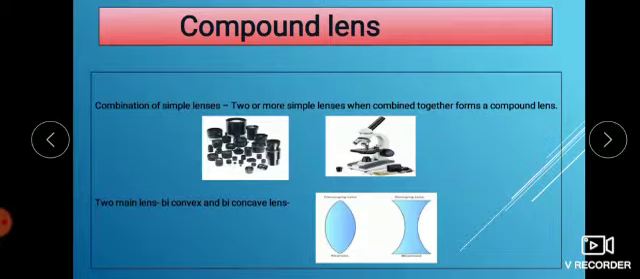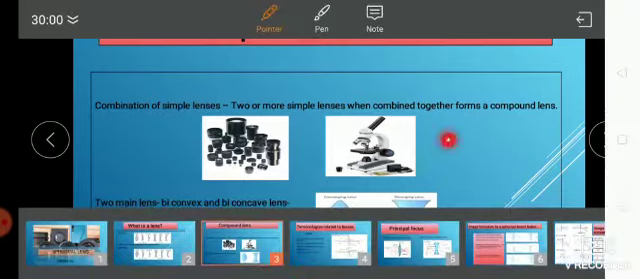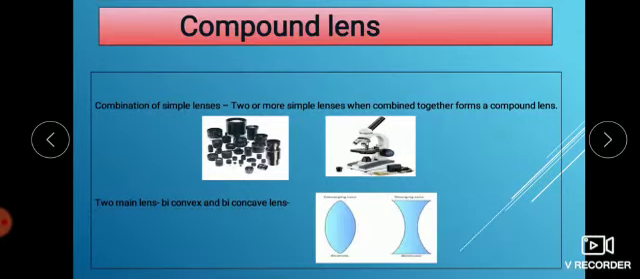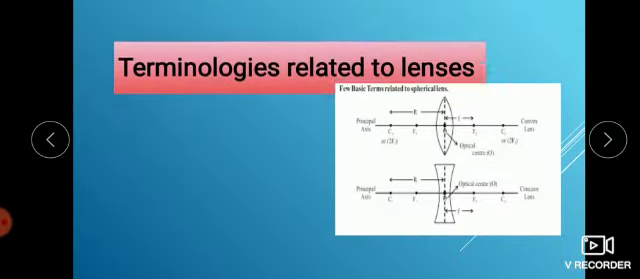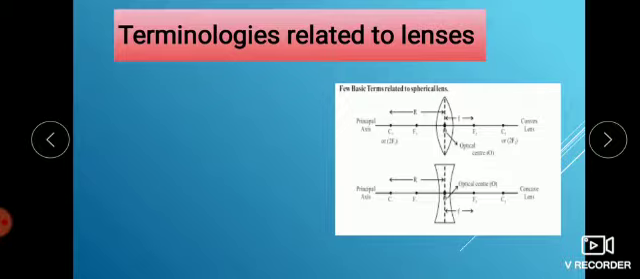The first picture is of a convex lens. The second one is of a concave lens. Is that clear? Now let's understand the terminologies related to the lens. We had a few terminologies related to mirrors, right? If you can recall, it was pole, center of curvature, radius of curvature, principal axis. Same way, you have a few terms related to the lens. So let's understand what the terms are.